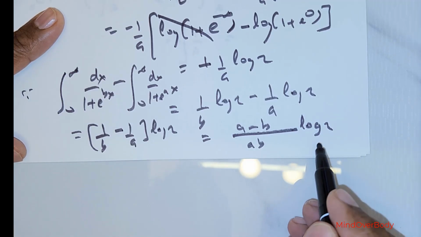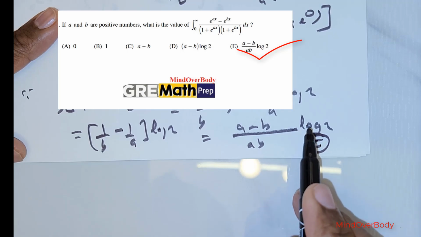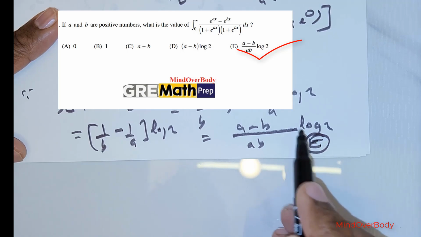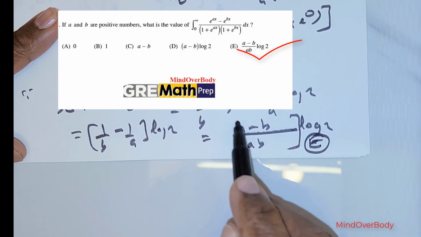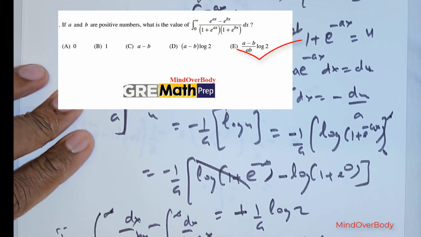So the right choice is E. This is the only choice where the answer is found, a minus b divided by ab times log 2. So you can go through this beautiful question.